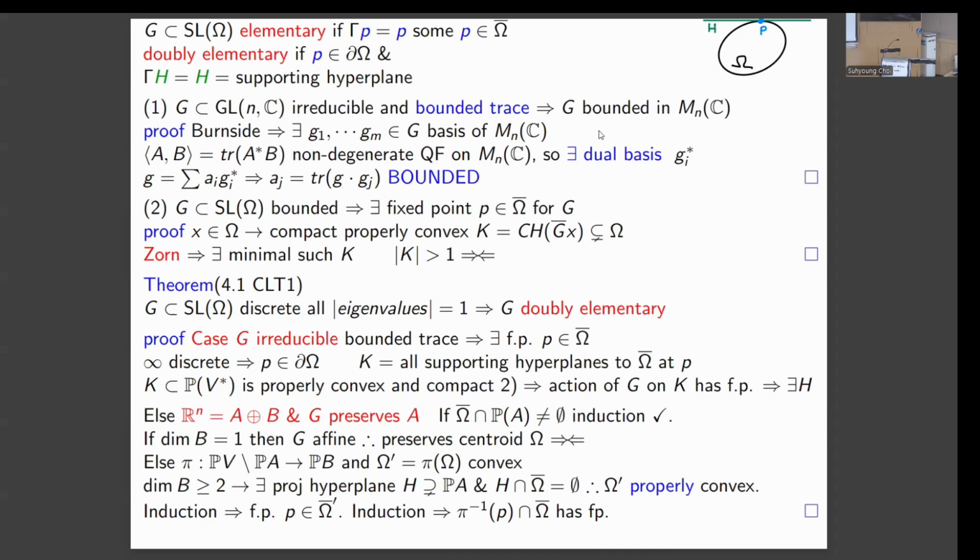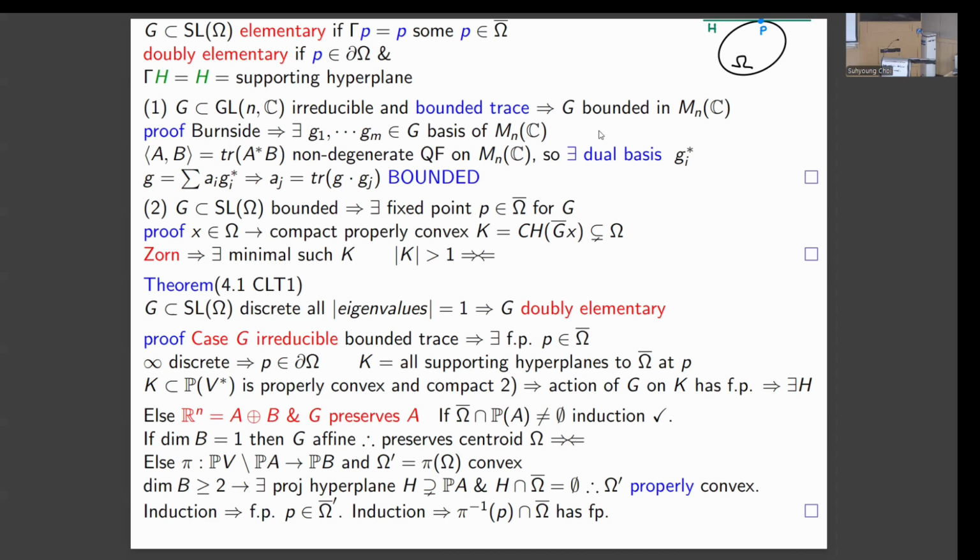So now there's a map, a projection map. If you take R^n and remove the set of points where the B coordinate is 0, you get a projection from projective space with this projective subspace removed to the projectivization of B. And we can look at the image of omega under this projection. And because omega is convex, the image is going to be convex in here. Now, the fact the dimension of B is at least 2 actually means this set is properly convex.